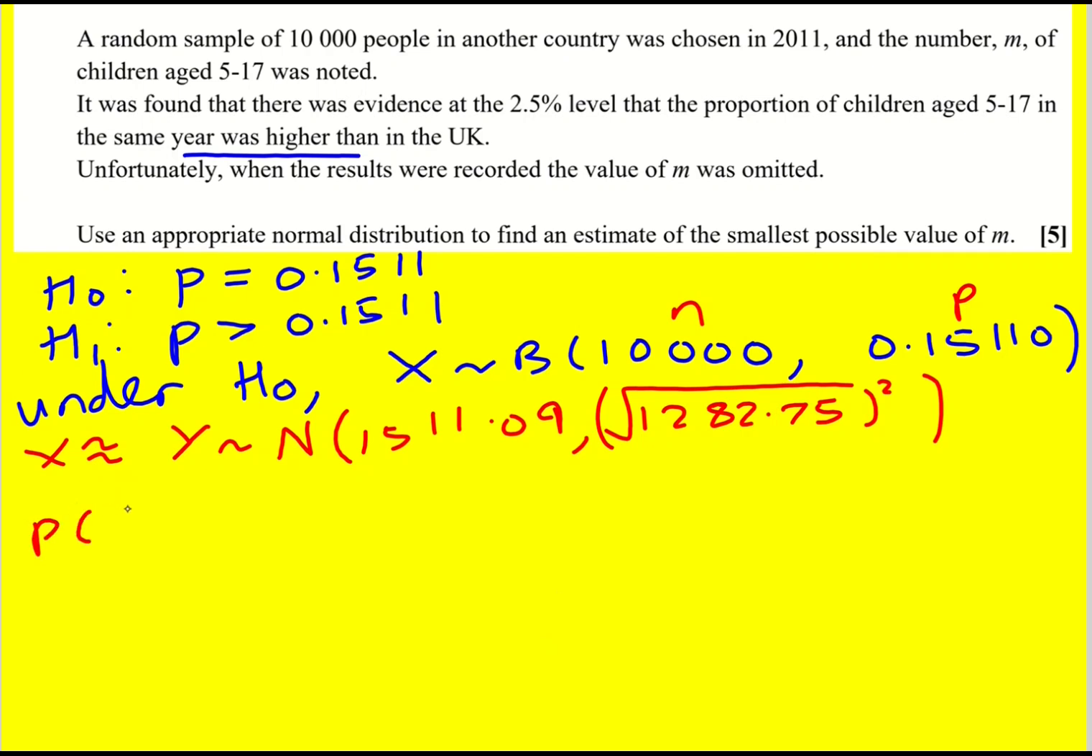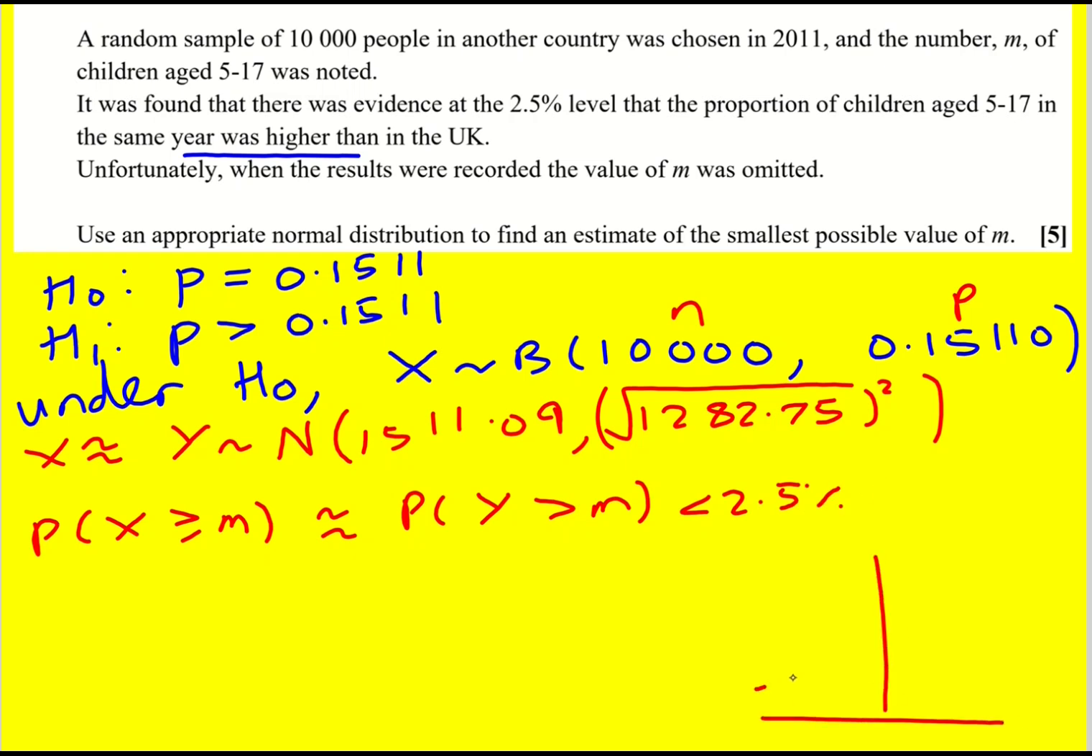So we know that the probability that X is greater or equal to M, which is approximately equal to the probability that Y is greater than M, is going to be less than 2.5%. Because if we just focus on the normal distribution, remember it's centered at 1511 point such and such. We're looking up here where M is, sorry, actually no, M is not there. The critical value is there, whatever that is, and M is going to be inside. We're going to be lower than 2.5%.